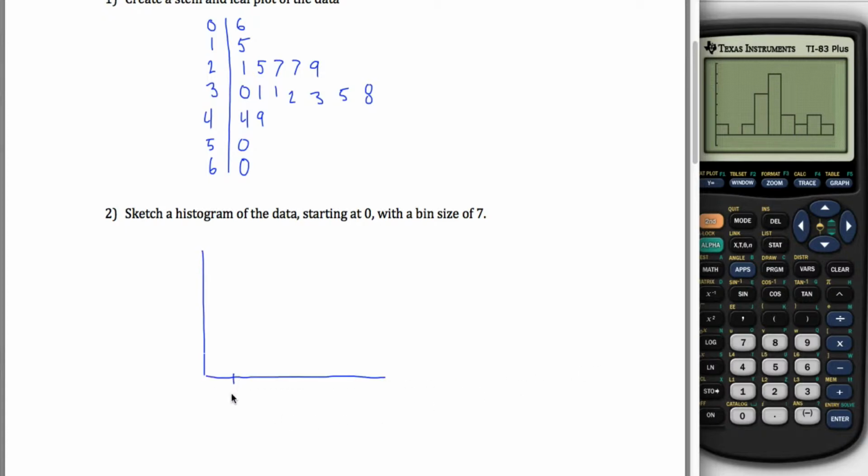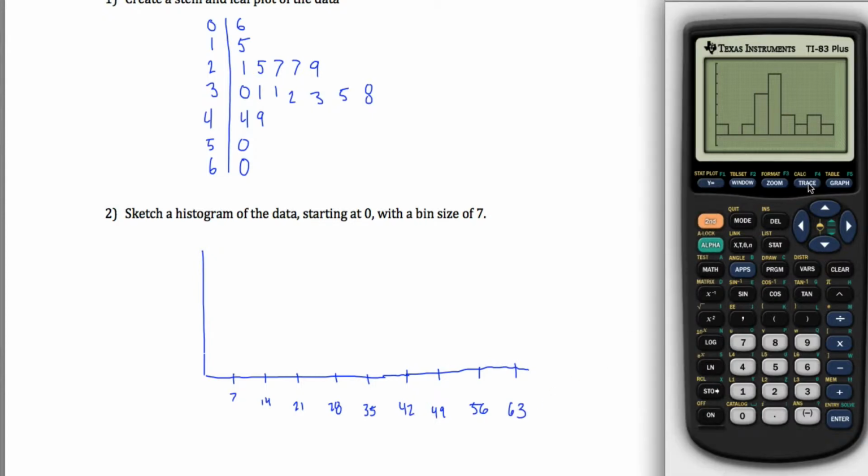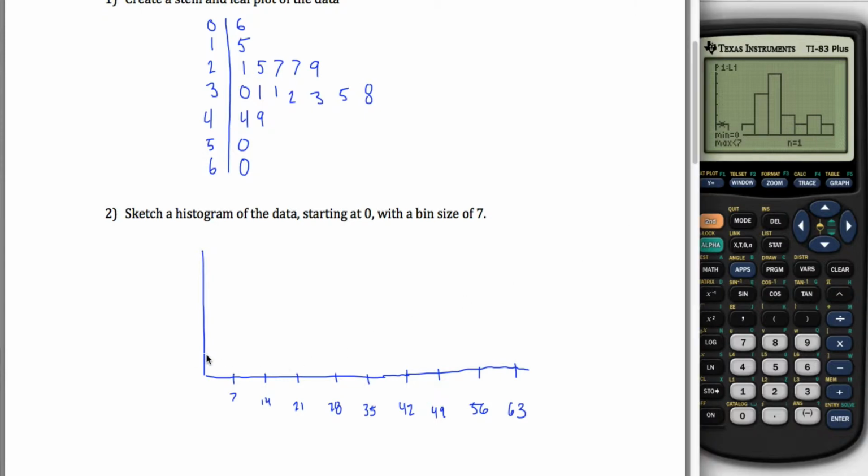Because we're going up by 7s, this is 7, 14, 21, 28, 35. I have to go big enough so that I can hold a 60. So we'll be here for a while. 42, 49, 56, and 63. If you had trouble coming up with those numbers, what you can do is you can hit the trace key over here, and it tells you your first bin goes from 0 to 7, and you have 1 of them. So fine, here is 1.